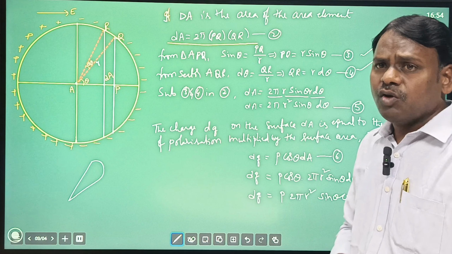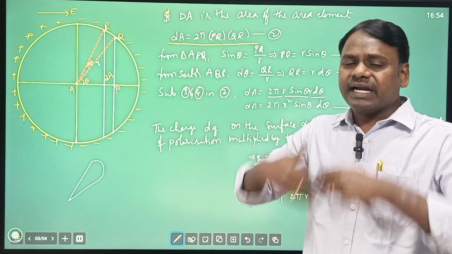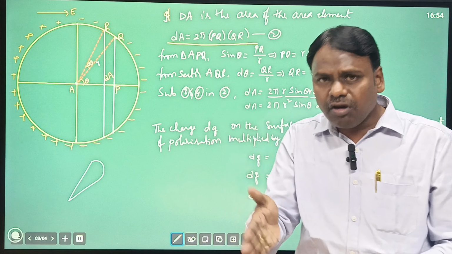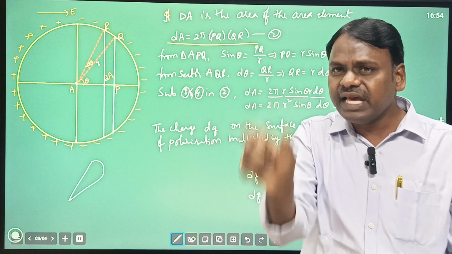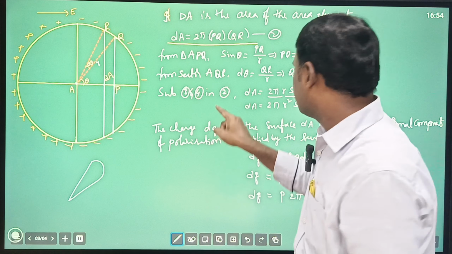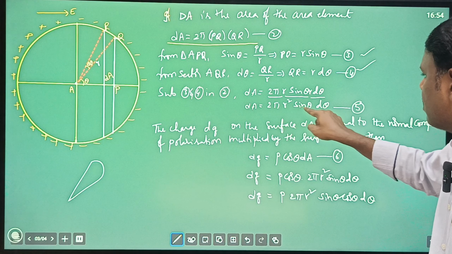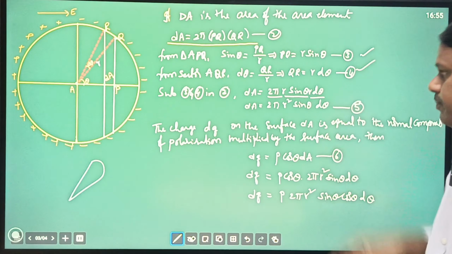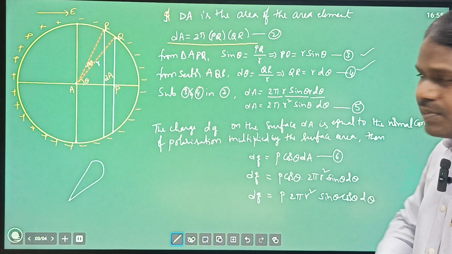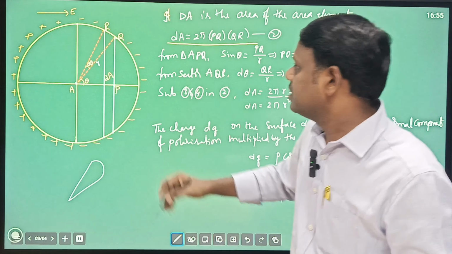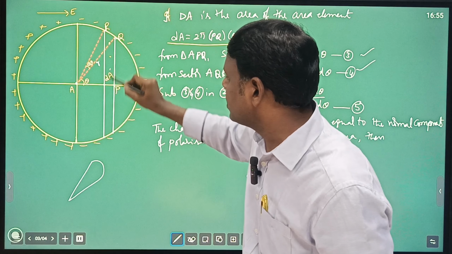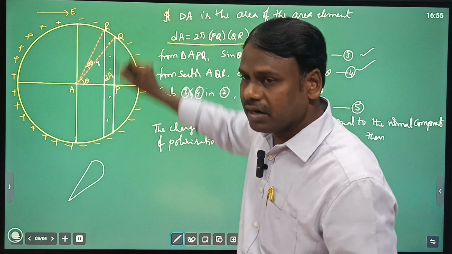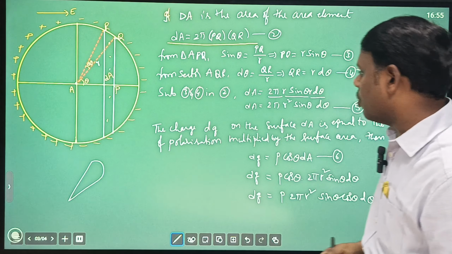What we are doing is just dividing the entire sphere into a number of area elements. If dA is one of the area elements, the area of the area element is 2 pi r square sin theta d theta. Now let us suppose that there is a charge on the surface of the area element dA. That charge is called dq.